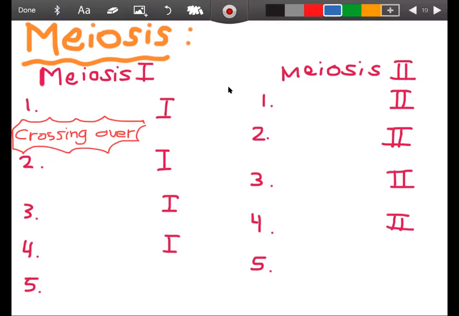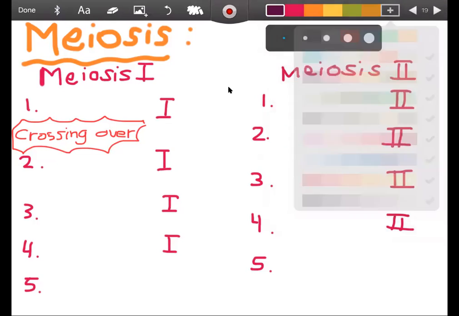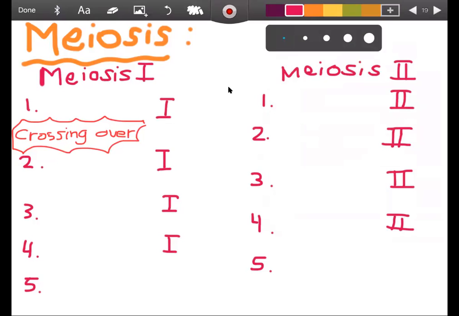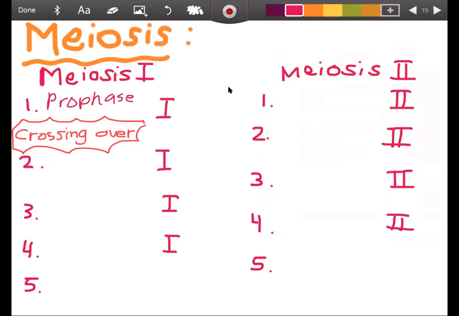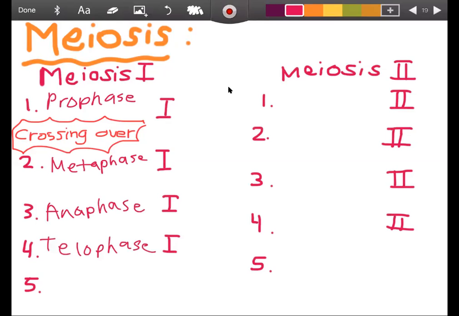In order for this to happen, we need to have two stages of meiosis: meiosis 1 and meiosis 2. They are similar to mitosis because they go through the same phases: prophase, metaphase, anaphase, telophase, and cytokinesis, all going on in each of the steps of meiosis.